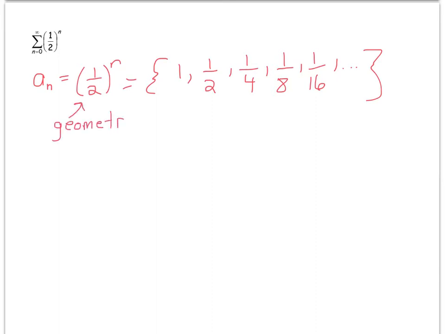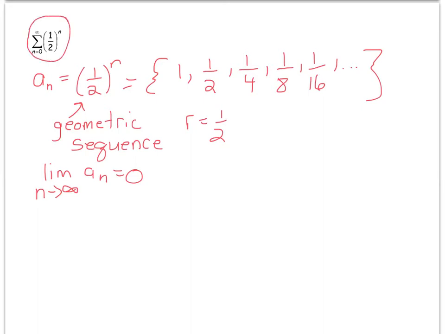This is a geometric sequence with a common ratio of 1/2. And the terms of the sequence are approaching 0. The limit as n goes to infinity of this sequence is 0. So that means that the corresponding infinite series, this guy up here, could converge. It has sort of the potential to converge. So we need to do some more investigation here.